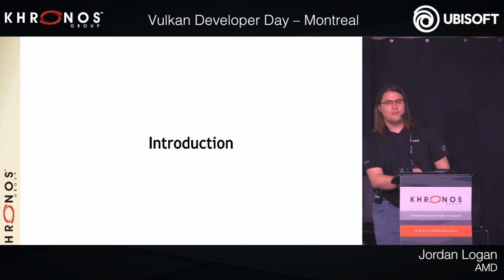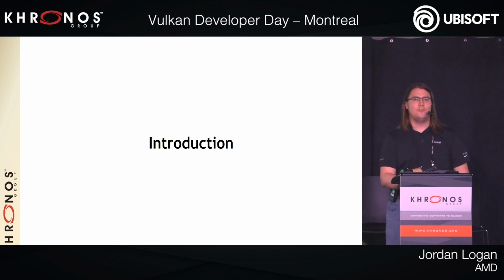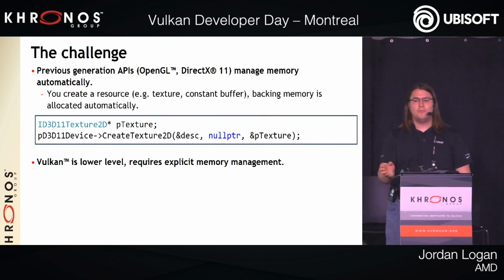So, a real quick introduction to the current issue you'll run into with Vulkan. With previous APIs, just a little history here, all you had to do to get memory on the GPU is call create resource with a description of the resource, and the driver handles all the work for you. But in Vulkan, we've moved that up to the application, since we're a much lower level API, so you have to manage the memory on your own.